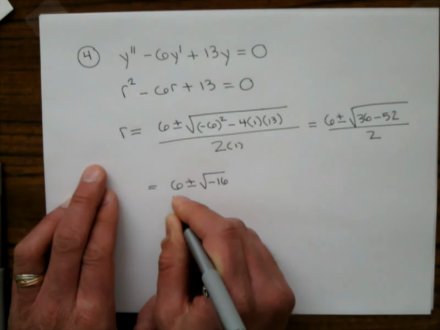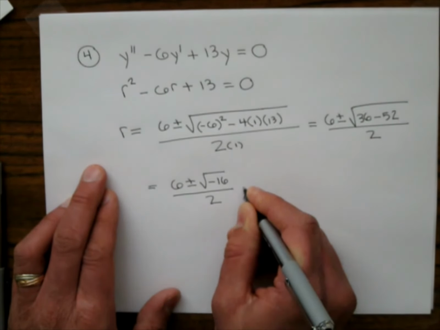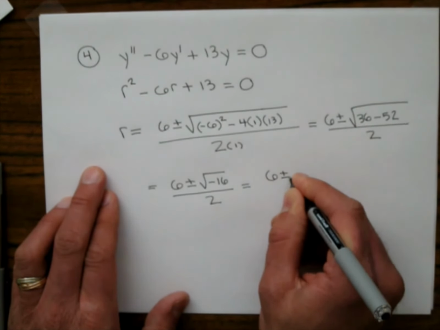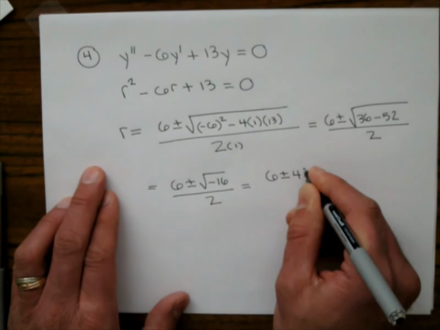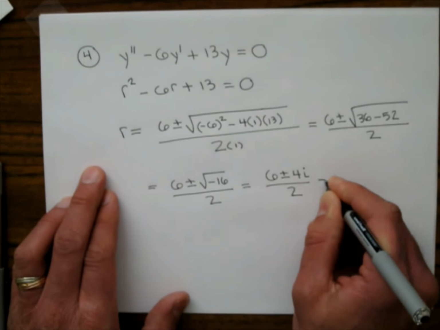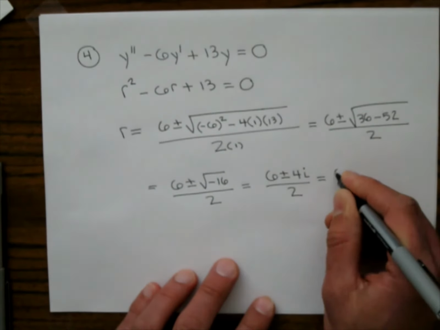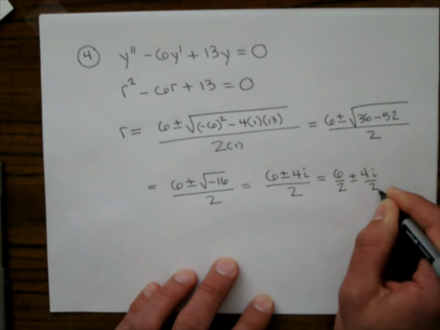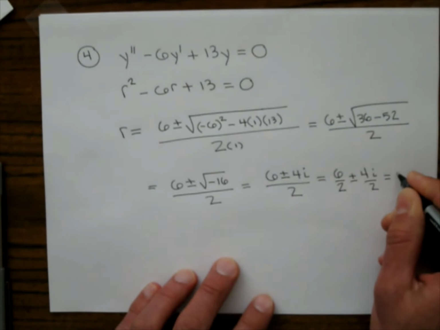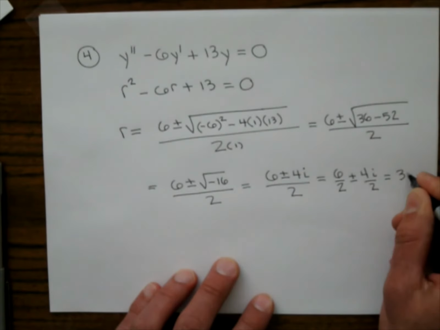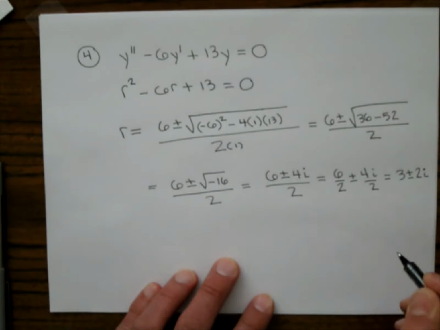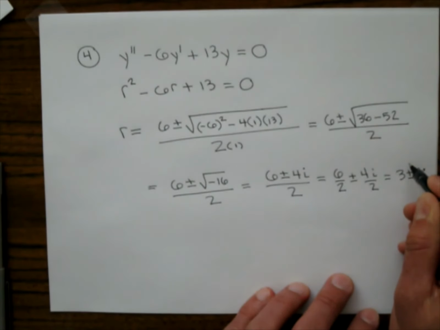Some of you have already fast forwarded through this part. You're like, yeah, I know how to do this. And then this gives me 6 plus or minus 4i all over 2. I can split the fraction and write this as 6 over 2 plus or minus 4i over 2. And this gives me 3 plus or minus 2i.